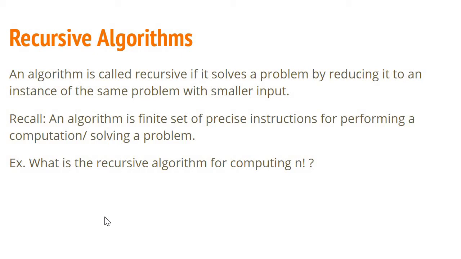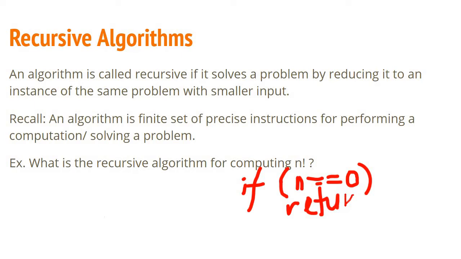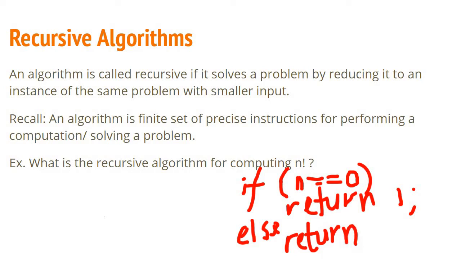Say, this could be: if n is equal to 0, the factorial will be 1. So basically we return 1. This will be the base case. Otherwise, we're going to return a function call. So that's why we have to give it a name.